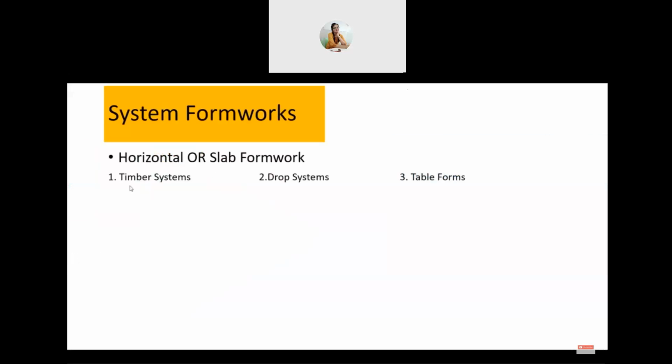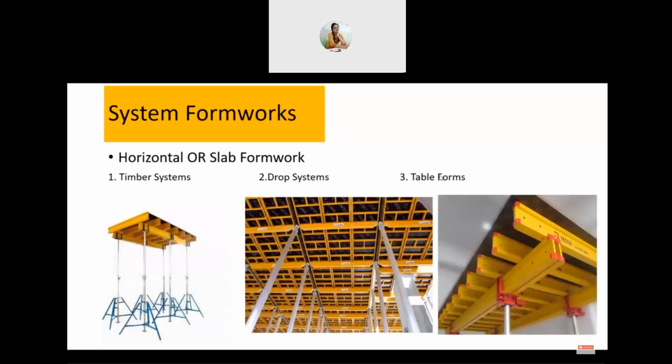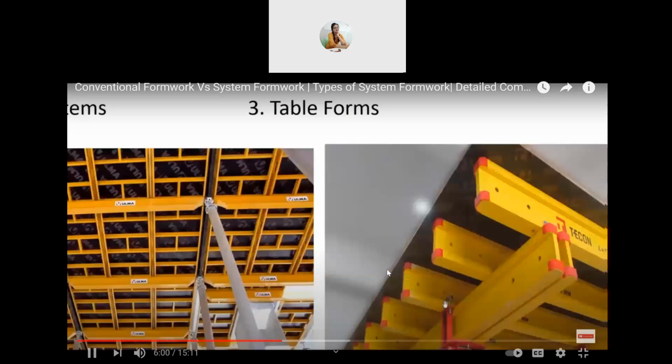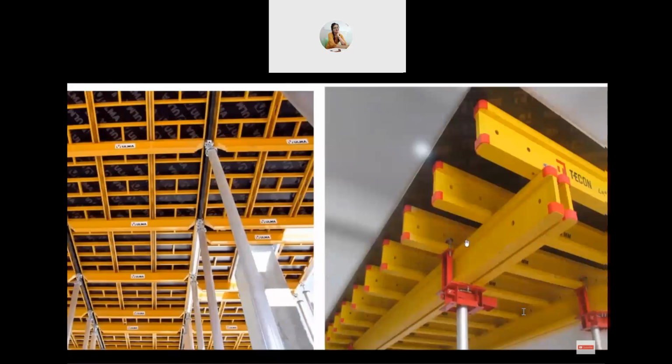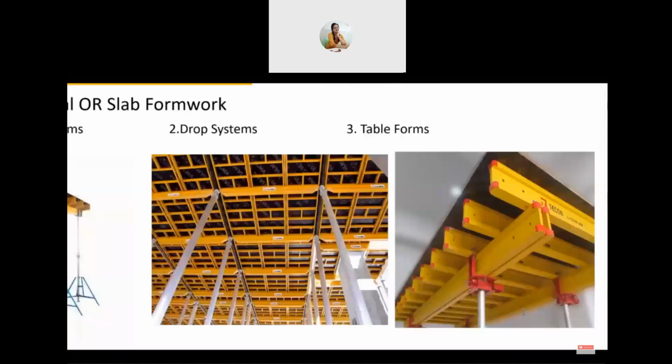In these there are three types: timber systems, drop systems, and table forms. These timber systems and table forms are similar. You can see here it's similar, but one major difference is that in the table forms, each component, like the secondary beam and primary beams, is fixed, right? And this primary beam is fixed to this prop. So you might understand it like your common dining table. It is like that only. You cannot dismantle it, right? Once the design is done, it is fixed. Here also it is fixed. It is used entirely from your basement to the top level of your building.